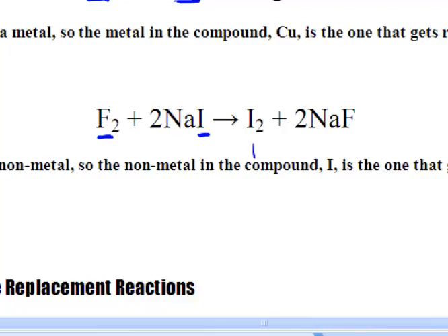And you'll notice that I is part of Hofbrinkel and F is also part of Hofbrinkel. So that's a single replacement. One of them gets replaced.